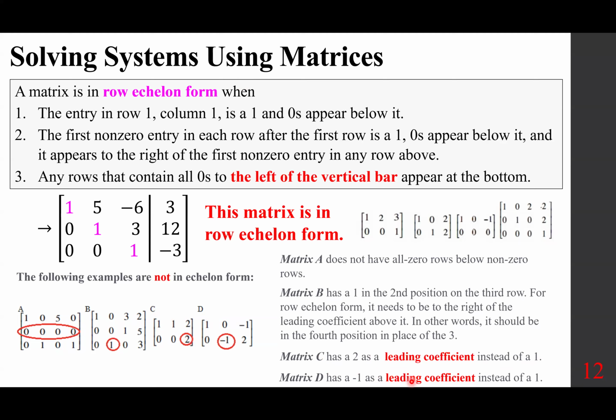Matrix D has a negative 1 as a leading coefficient instead of 1. If you look at the first one, 1, and below is 0, that's good. The first row is good. The second row, the very first non-zero entry is not 1. Whatever it is, it happened to be negative 1, not acceptable. So that one is not in the desired format either. By that, we mean the row echelon form. Okay, everybody, just to make sure it's clear to everybody.